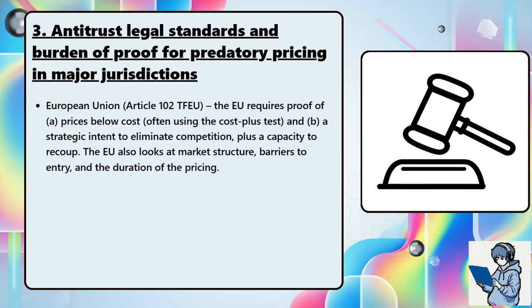European Union Article 102 TFEU. The EU requires proof of A, the price is below cost, often using the cost-plus test, and B, a strategic intent to eliminate competition, plus a capacity to recoup. The EU also looks at market structure, barriers to entry, and the duration of the pricing.